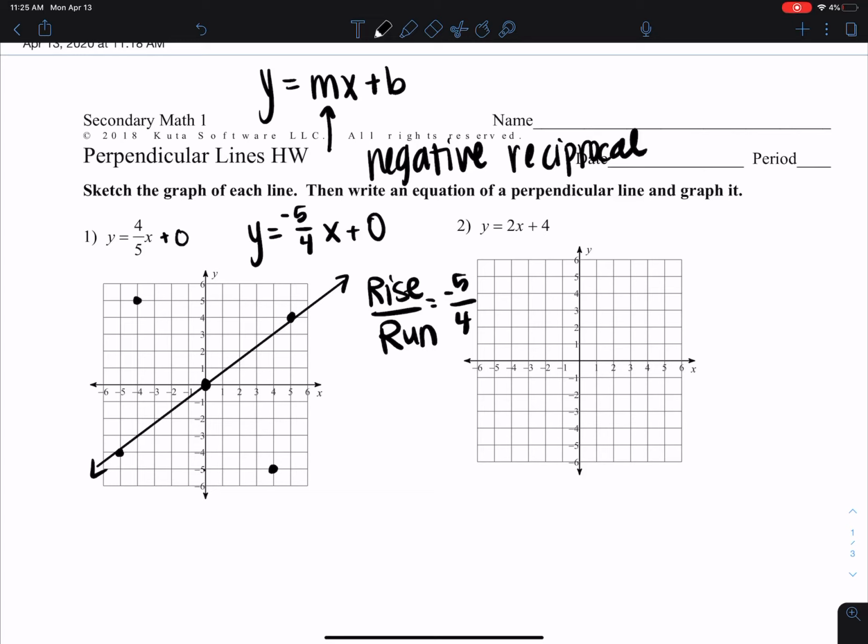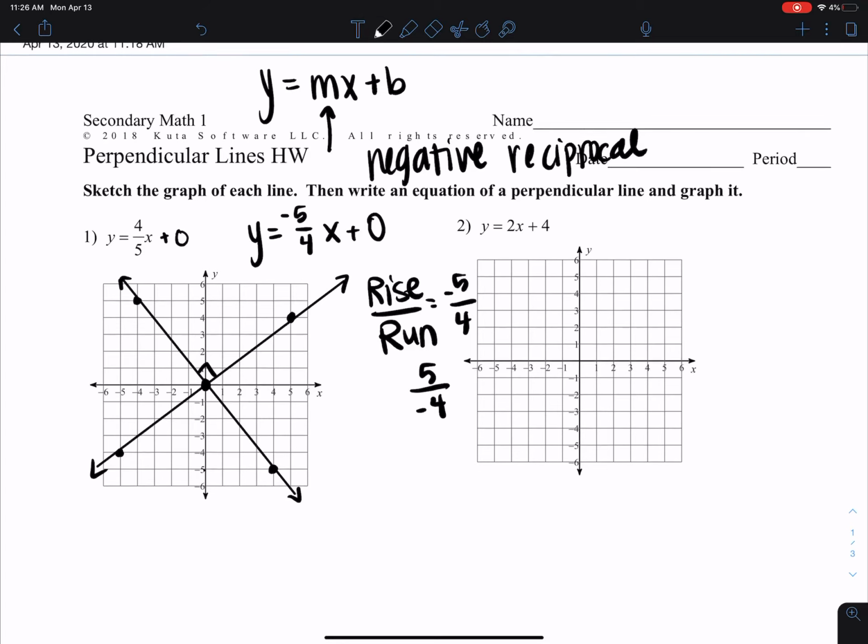That would be like +5 over -4, which is the same thing. So now I'm going to draw the line. And perpendicular means that these form a 90-degree angle. So it should look like there's a right angle right here where those lines intersect. If it doesn't look like it's a 90-degree angle, then you might have done your slope wrong. So just check to make sure you did the negative reciprocal.